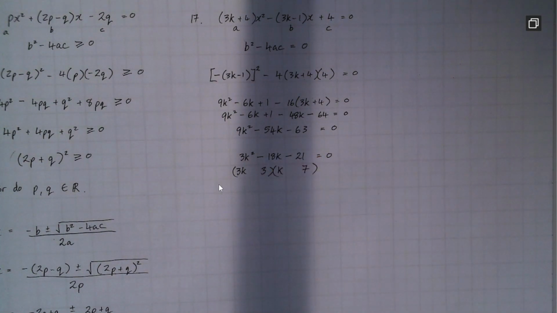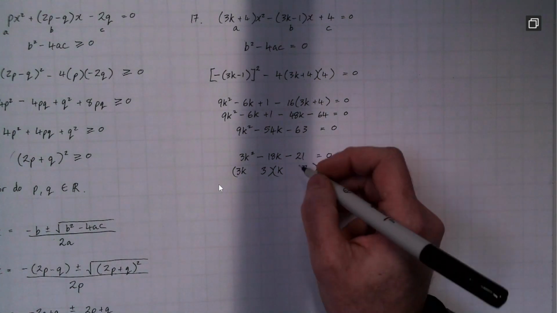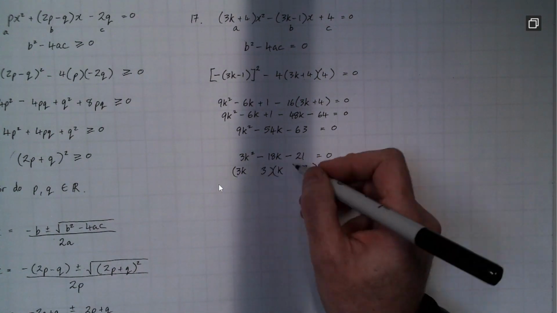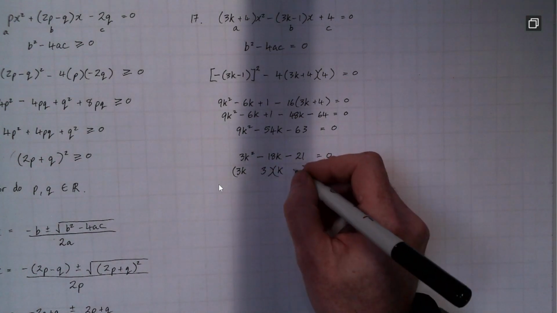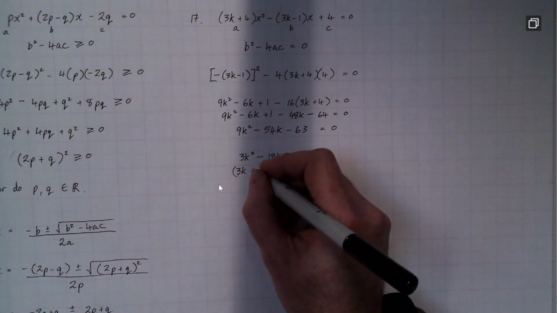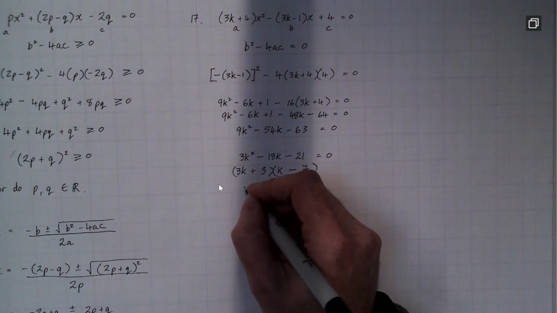There's a question: find the values of k such that the equation has equal roots. They are equal roots, so we find the values of k. So we just solve for k, and we solve the equation.